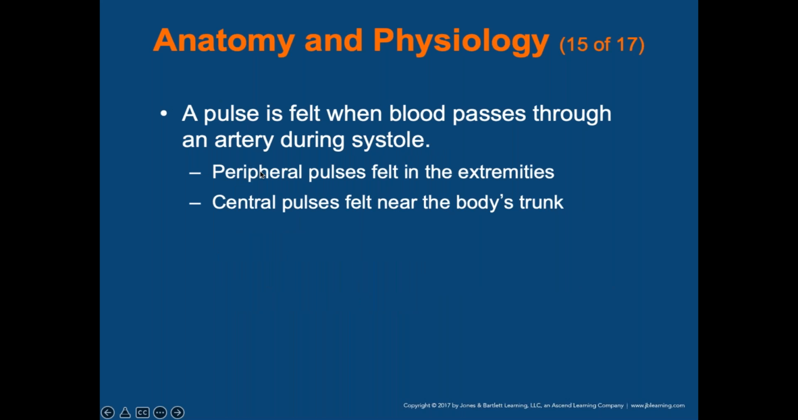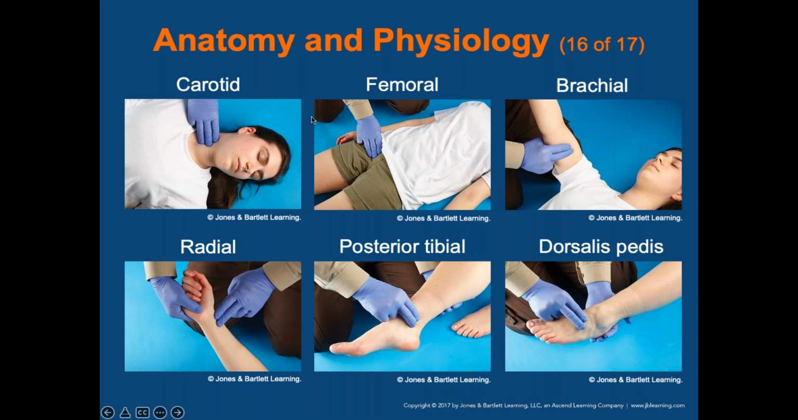So a pulse felt with a blood pressure passes through an artery during systole. This is more of your peripheral pulses. This is what they call a bipalp. So peripheral pulses felt in extremities, central pulses felt near the body's trunk. This is more of a rule of thumb deal. Okay, this is more PHTLS, quick down and dirty stuff.